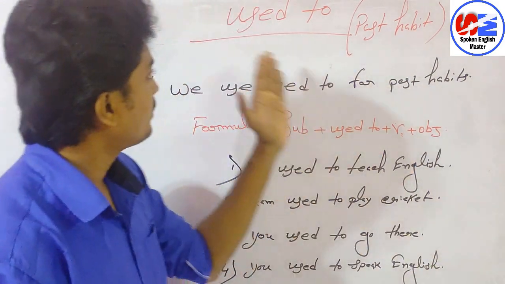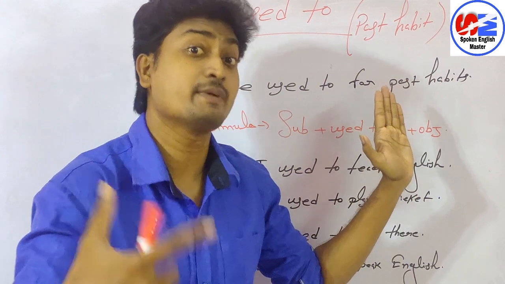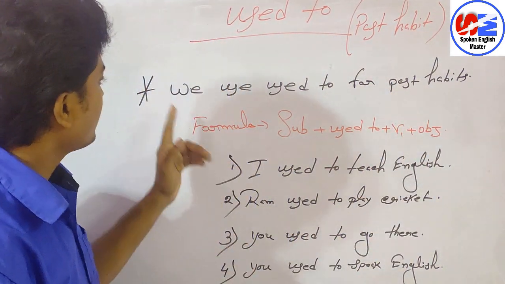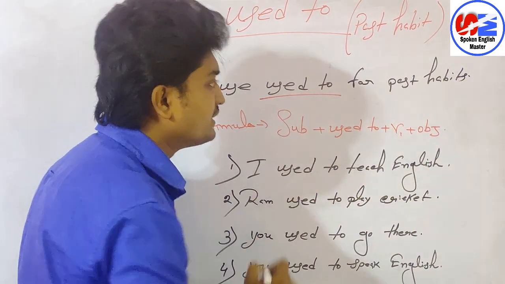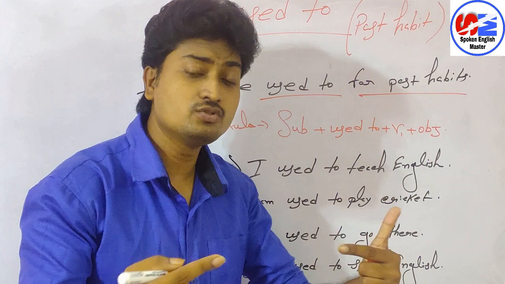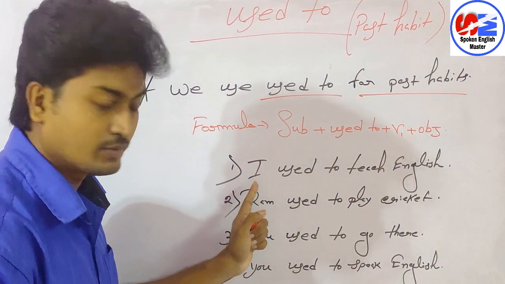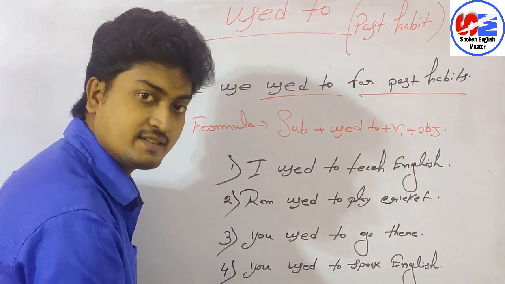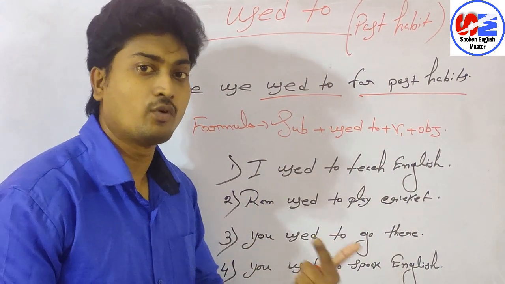So first of all we have to understand how to use past habits, how to express past habit. See, we use used to for past habits. How? Suppose I have written a few sentences over there. First of all we will read the sentences and then we will talk about the formula also.